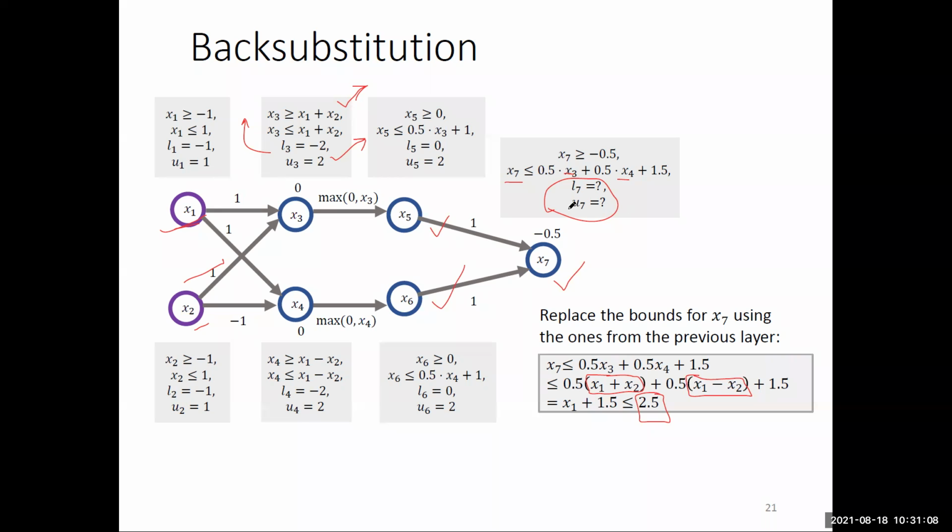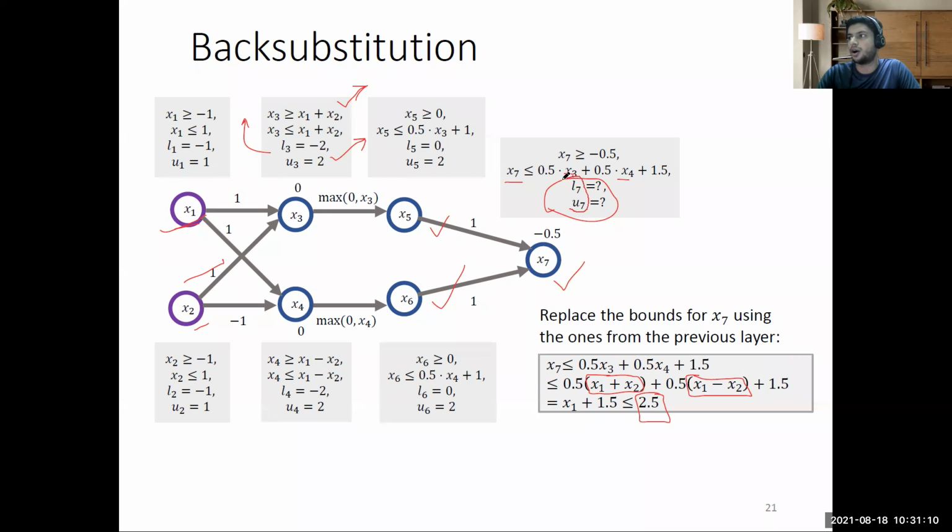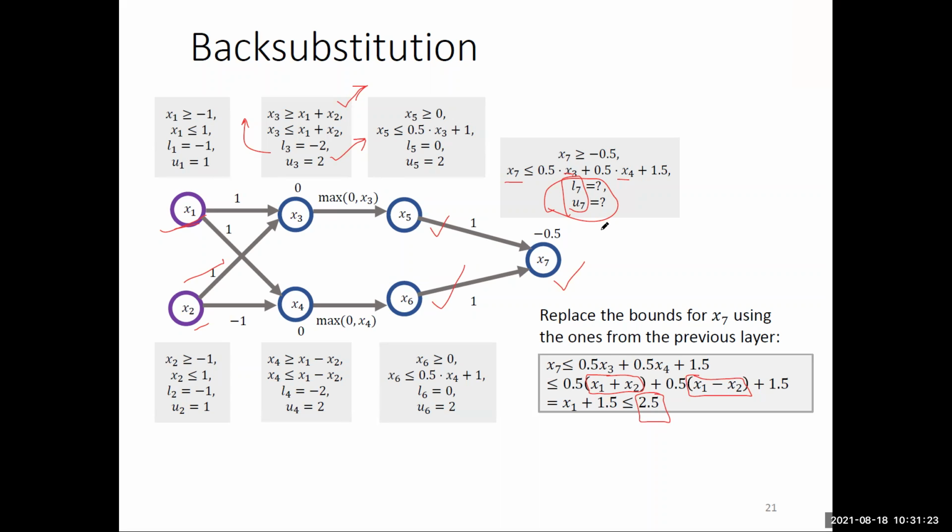Maybe they can optimize the distance between U7 and L7, because if we have tighter relaxations, then the distance between L7 and U7 will be lesser. Yeah, that's correct. So they want to minimize some sort of distance measure between L7 and U7, and what distance measure you use is up to you. You could use standard Euclidean distance or something different. Right.